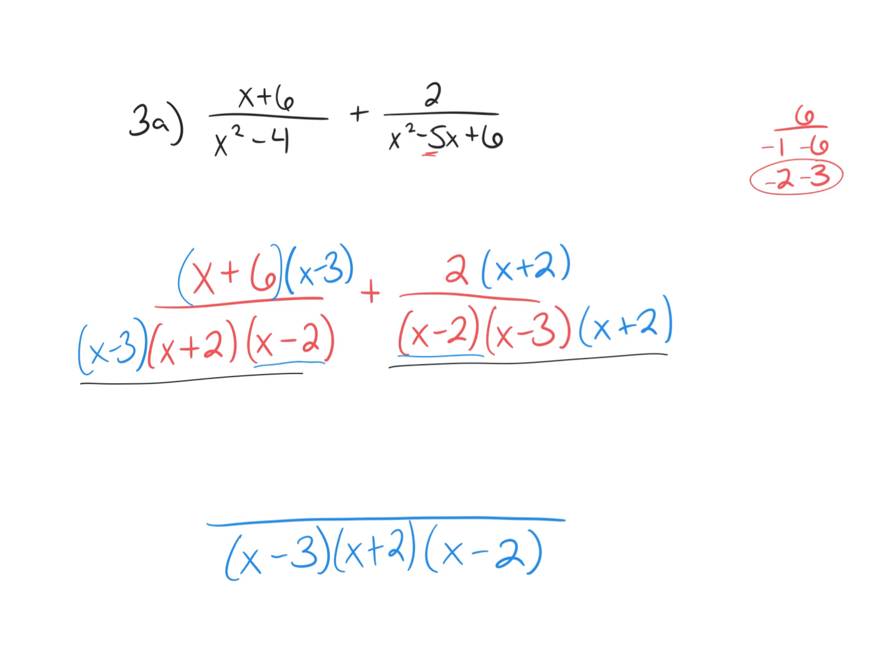Yep. So x times x is what? x squared. x times negative 3. Negative 3x. 6 times x. 6x. And then 6 times negative 3. Negative 18. What do you think we need to do with this? We need to distribute that 2 in, right? 2 times x is 2x. 2 times 2 is 4.